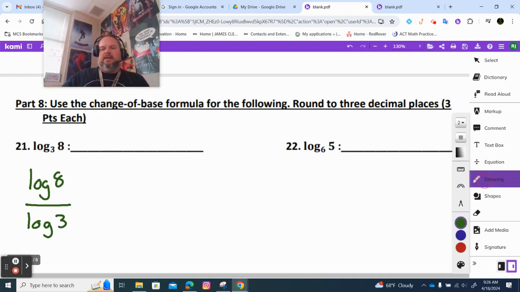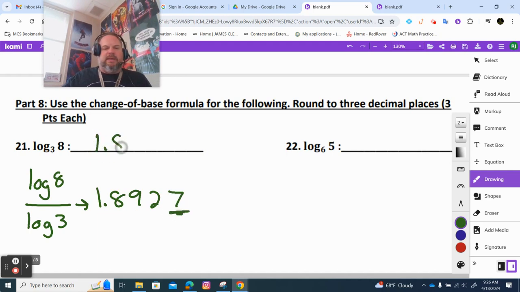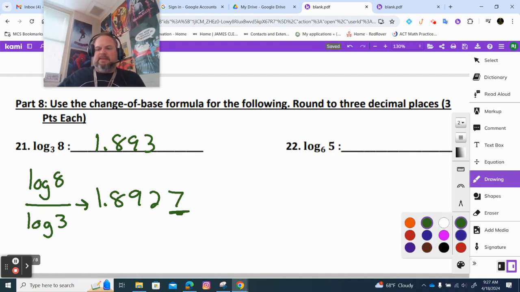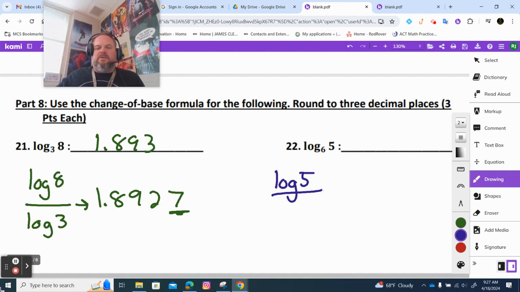Okay. All right. It says around the 3 decimal places. This is 1.8927. This is higher than 5. So 1.893. Yeah, if this fourth spot is 5 or higher, you round this sucker up. All right. Log 5 over log 6.